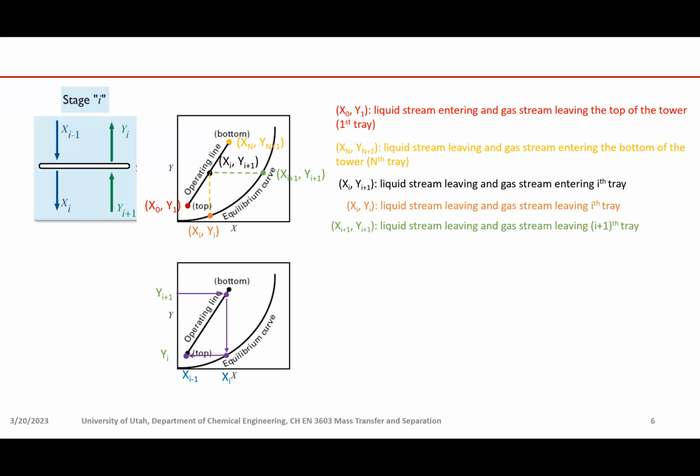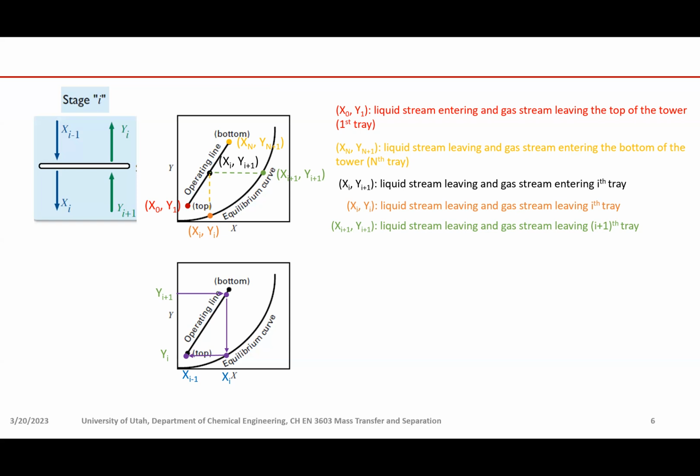And we're going to use this kind of rule later. Yes? I'm a little bit confused about what top and bottom on the operating line mean. The dot for yi, xi minus 1 is off of our operating line. Does that mean it's impossible for the system that we have, or it's impossible for the tray that we have?